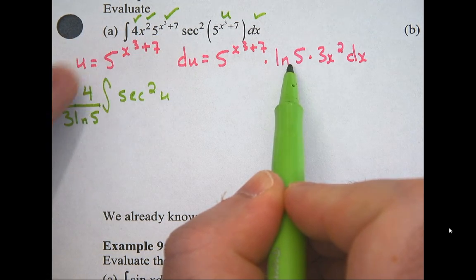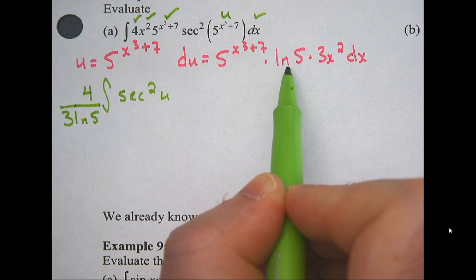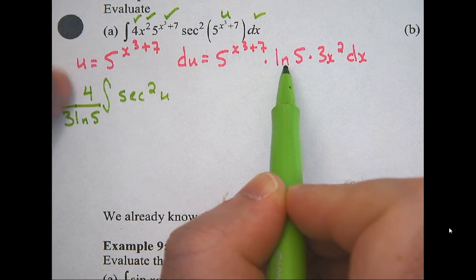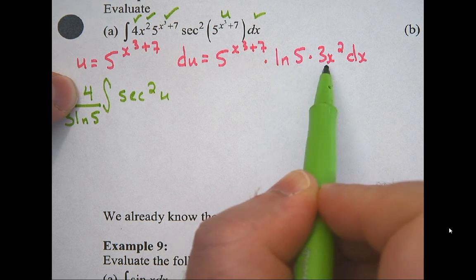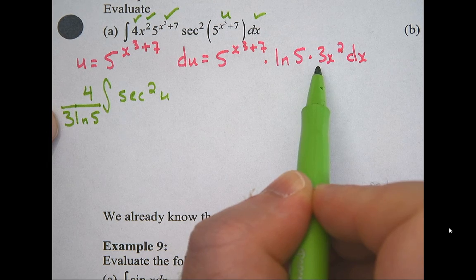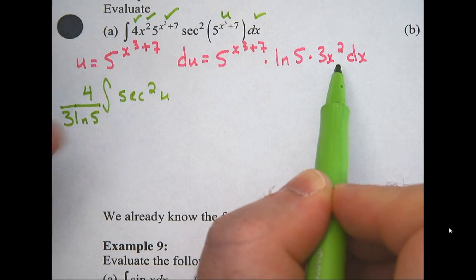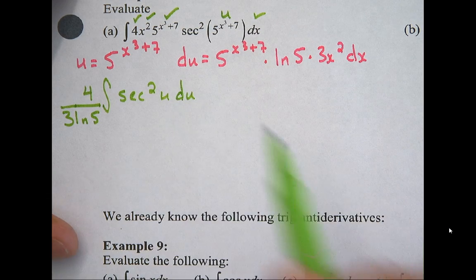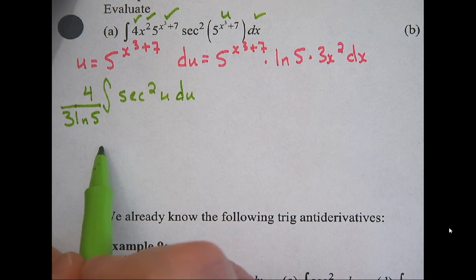I need a natural log of 5. I don't have it. It's a constant, though. It's just some number. I don't know what the number is, but I know it's a number. So I need to correct that number. I already took the constant out. I need a 3x squared. I've got the x squared, but I need a 3, so I need to correct that. And then I need a dx, and I've got that. I've got my u, I've got my secant, and then I need my du. So we can now integrate this.